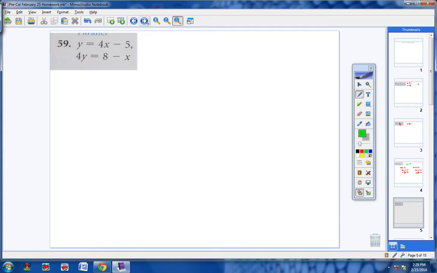All right, let's take a look at number 59. Now, in the first equation right here, y is already by itself, so we know the slope is 4. All right, now let's take the second equation and let's get y isolated so that we can see what the slope is. Okay, well, let's divide everything by 4. So 4y divided by 4 is y. 8 divided by 4 is 2. Don't forget there's a 1 right here in front of the x. Okay, so negative 1 divided by 4 is negative 1/4.